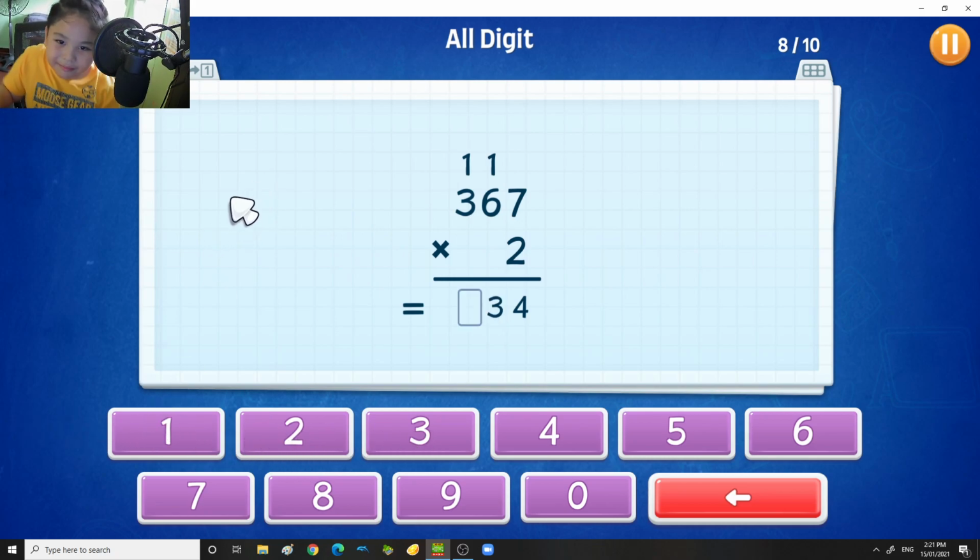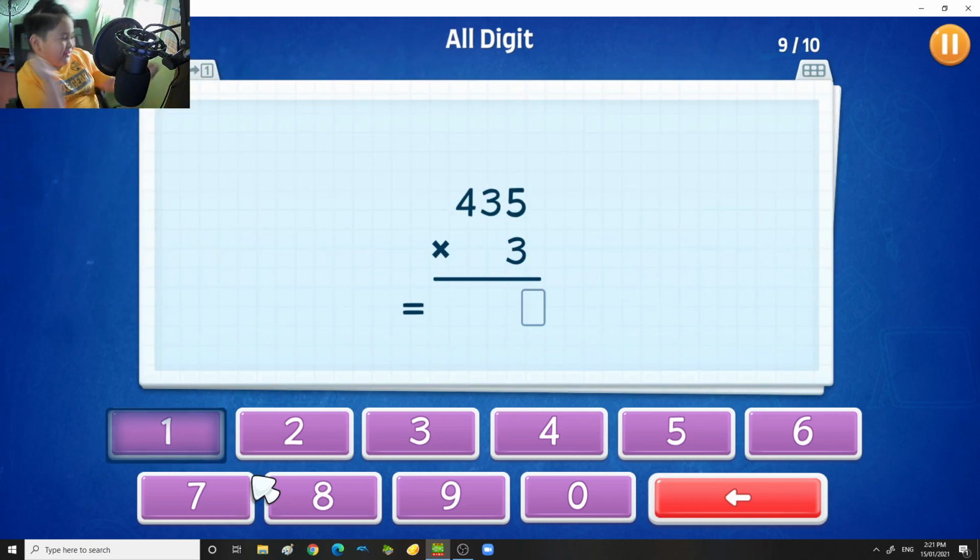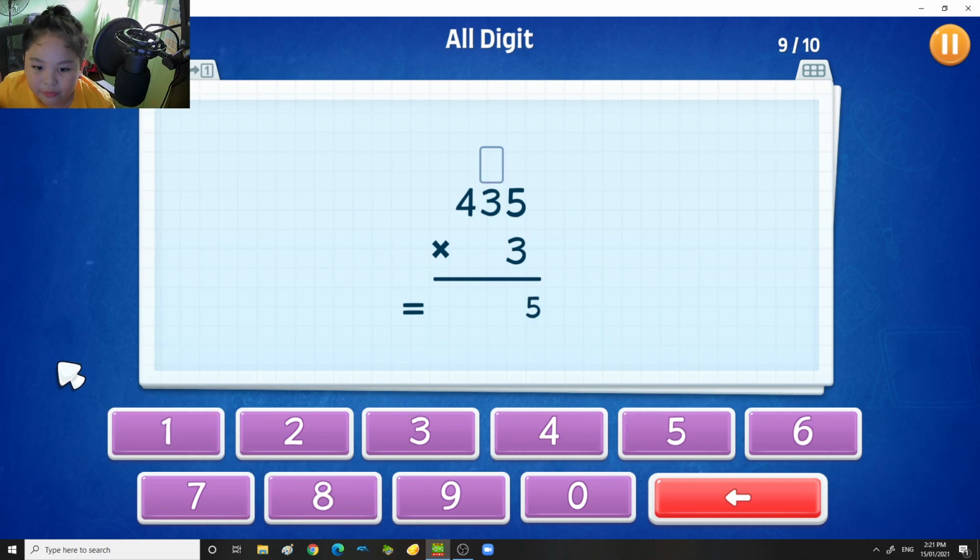31, 30. 3 times 2 is 6. 1, 7. Five times 3, 15. 3 times 3, 9. It's 1, 10.